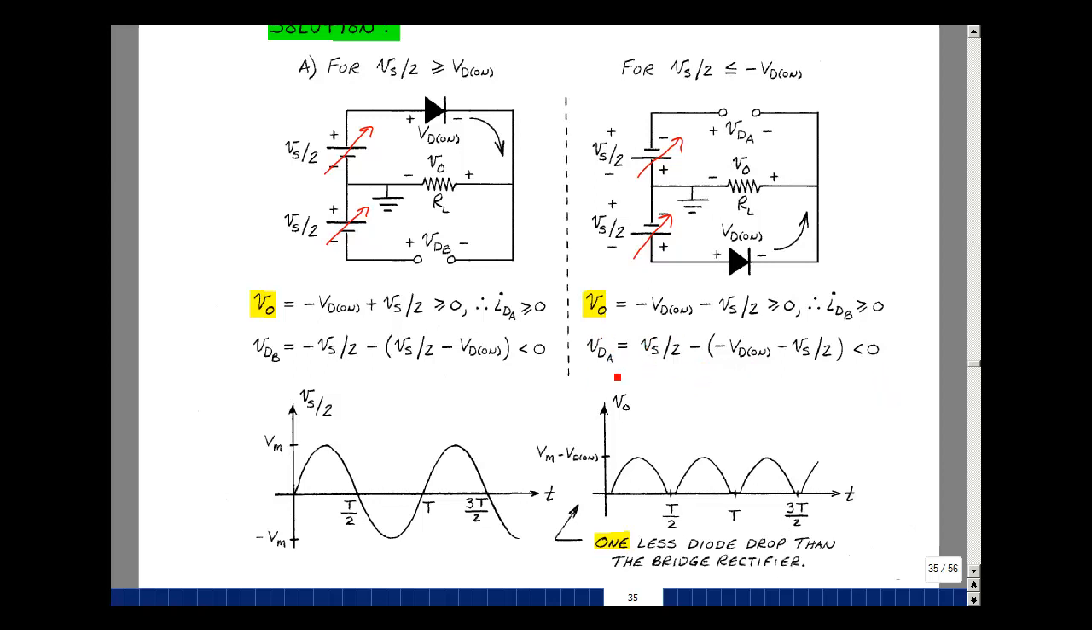And we just have to be less than a positive VD on for that diode to be off, but we're actually negative. The diode is off, and this diode is on. And the output voltage is going to be the negative of V sub S over 2, minus 1 diode drop. So we're going to flip that over and push it down by 1 diode drop. It's exactly the same as the bridge rectifier, except that we have a 1 here instead of a 2.